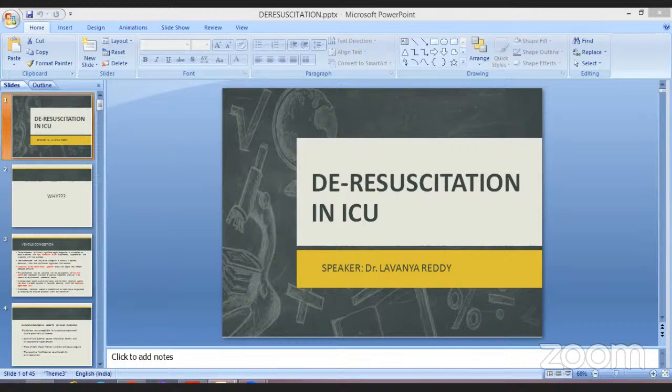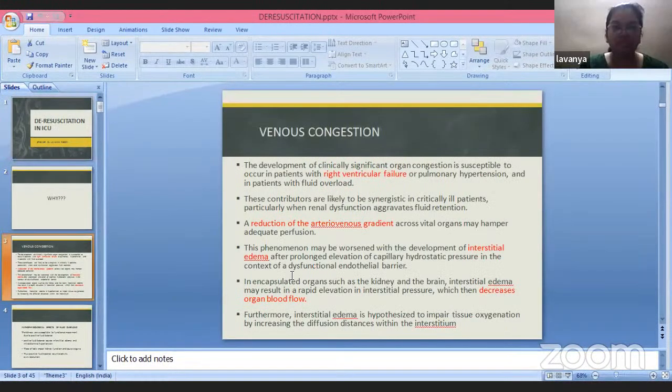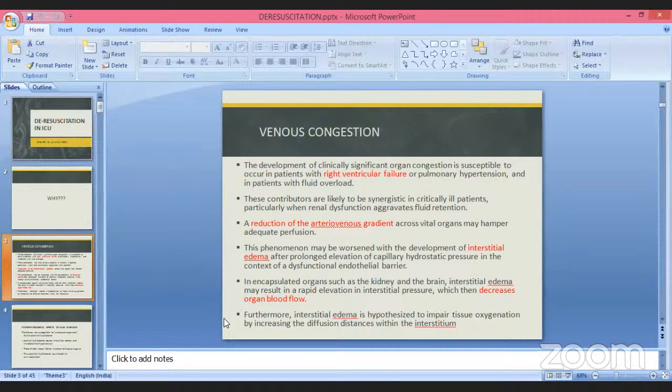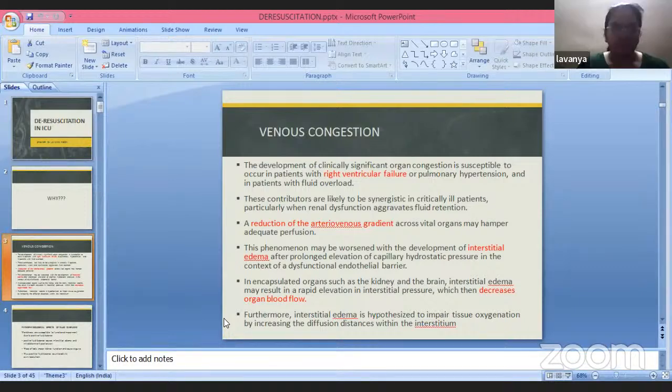Sorry to interrupt, Lavanya. Are you moving your slides or are you still on the first slide? My slide is showing venous congestion, sir. Then it's not moving. We are still on the de-resuscitation title slide. Sorry for the inconvenience. Okay, continue. Yeah, now the slides are moving, sir.